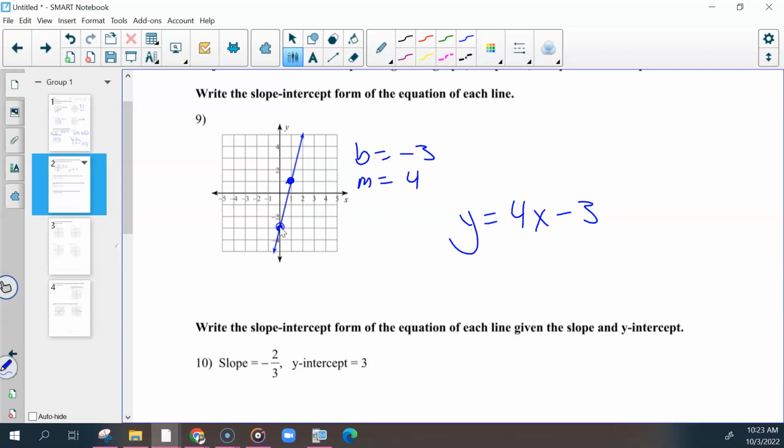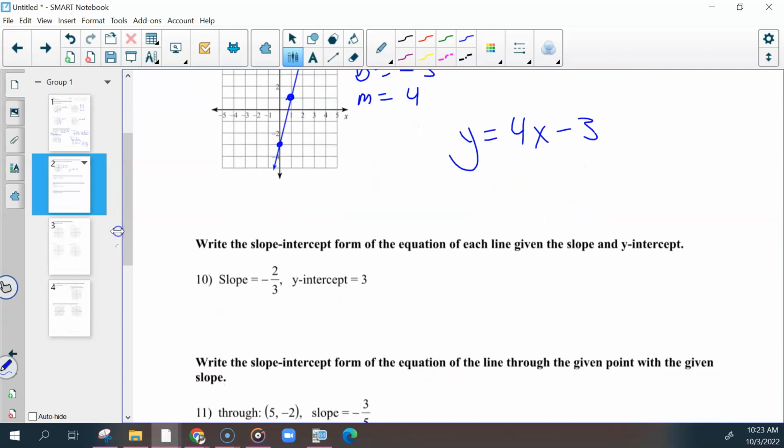Ten was worth 1 point because they gave you the slope and the y-intercept. You just had to write them in the equation. Y equals -2 over 3x plus 3. With both of these things, I saw a lot of, we're forgetting our x. We have to have both variables and the numbers, our signs, all of that in our equation, so be careful with those things. The last two were probably the most missed.